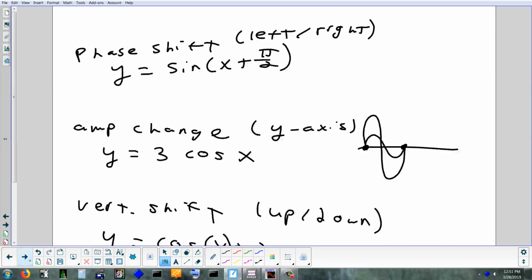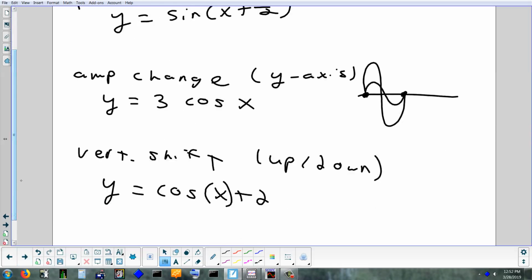Now, with amplitude change, when you put in a bigger number, what happened to the graph? It stretched. Bigger number made it bigger. A fraction, if you put in like 1/3 in front, it would make it smaller. So this one does exactly what you would expect. Bigger number makes it bigger. Smaller number makes it smaller. How about vertical shift? When you do plus, which way did it go?